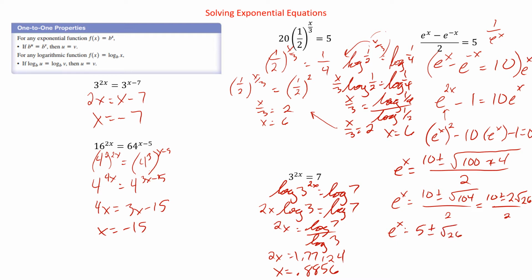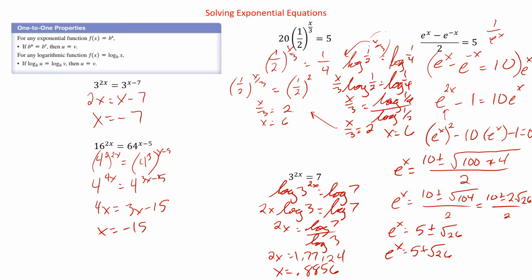Root 26 is going to be 5 point something, right? 5 point something small. If we subtracted 5 minus root 26, we're going to get a negative number. e to the x has to be positive. Exponential functions are positive. So 5 minus root 26 is not going to be an answer here. But we could have e to the x equals 5 plus root 26, which is a value. It'll be 10 point something.